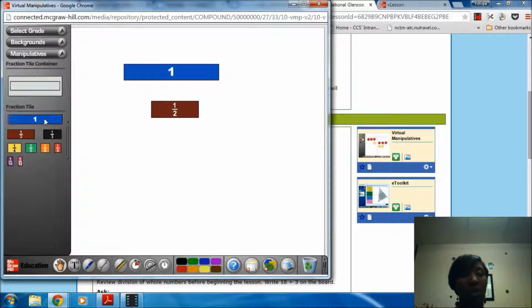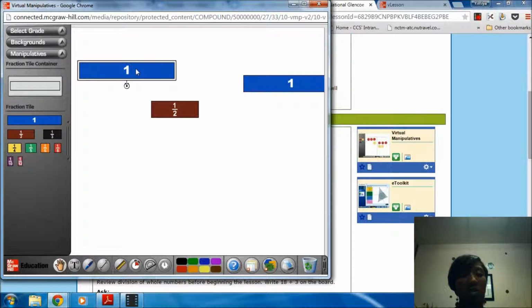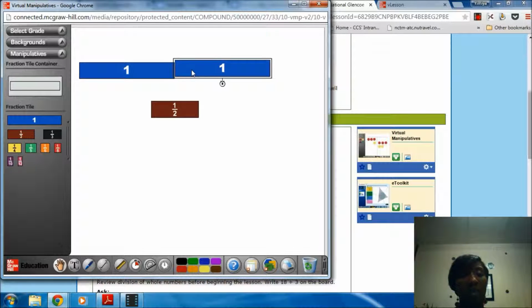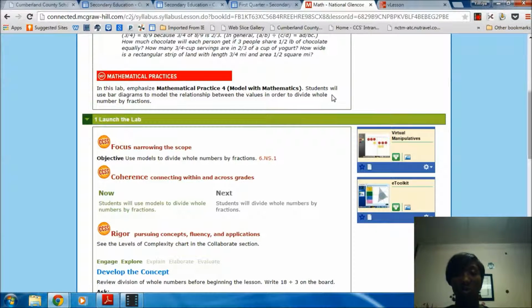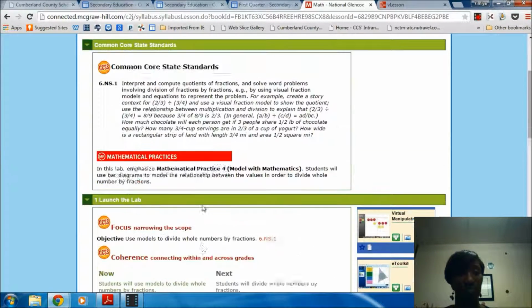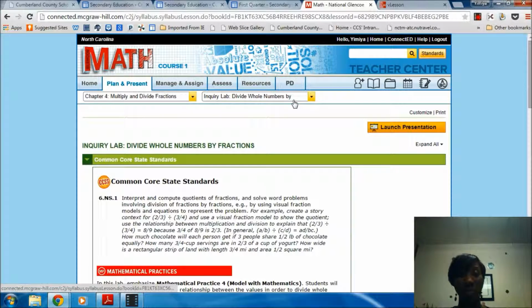This says something about 3 whole parts. I could put these 3 whole parts together and then create and place the halves over here just so they could see. So if a student needs to see that visually, those virtual manipulatives will definitely help with that. Okay, so this was the inquiry lab.